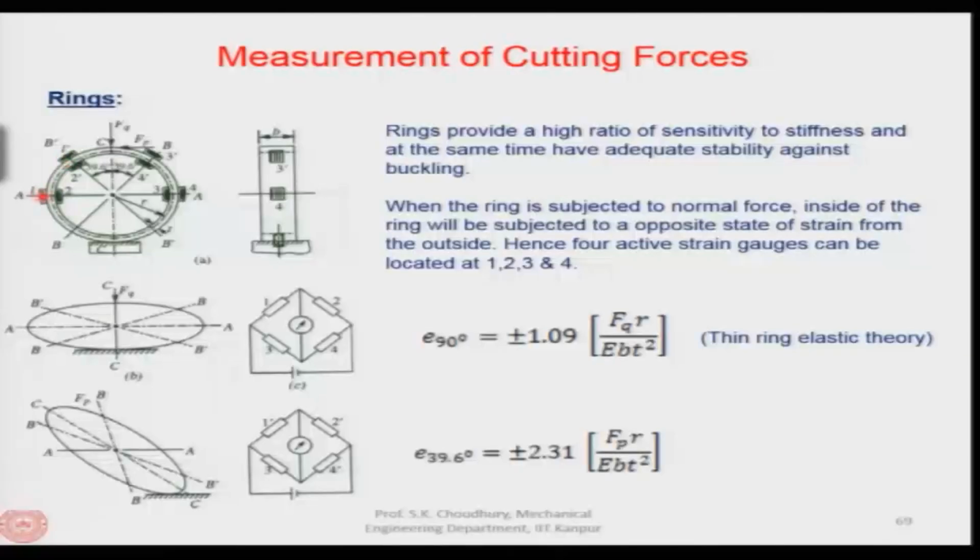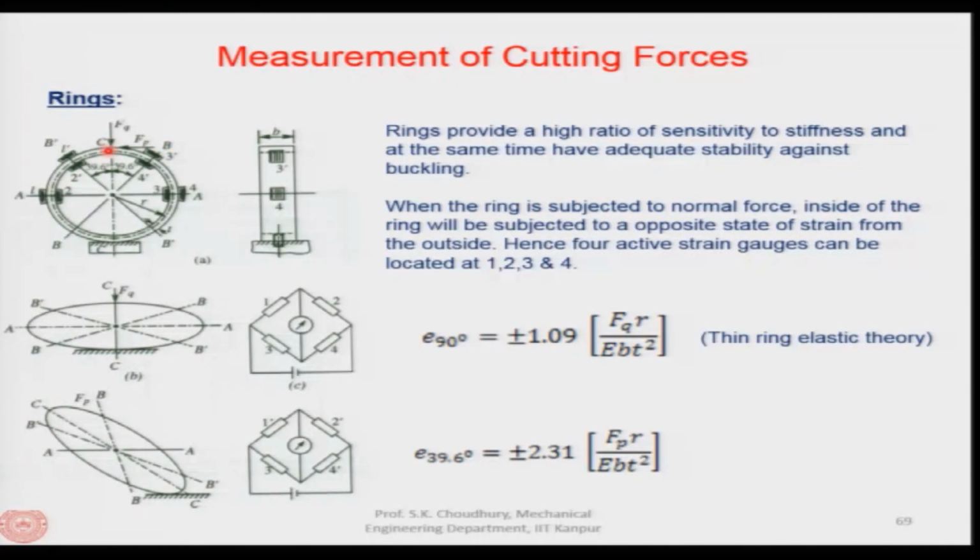So, if we have the sensors along the 90-degree angle, that is 1, 2, 3, 4, and at an angle of 39.6, which is 1 prime, 2 prime, 3 prime and 4 prime, in that case 1, 2, 3 and 4 will sense the Fq, and 1 prime, 2 prime, 3 prime and 4 prime will sense the Fp force. Okay.